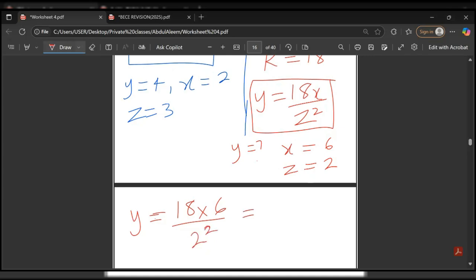So we are saying 18 times 6. Don't multiply out when you have this. Then 2 squared is equal to 4. So we can then cancel. 2 can go here, 2 can go here, 3. 2 here, 1. 2 here, 9. So 9 times 3, 27. So that means the value of y is equal to 27.